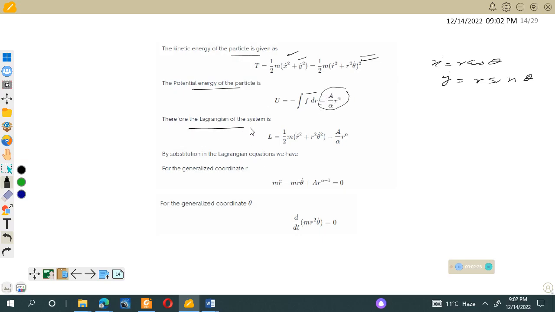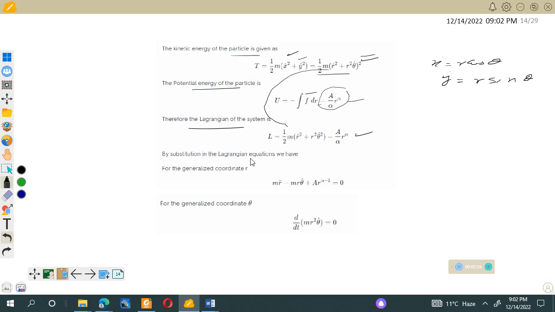Then the Lagrangian of the system will be equal to T minus U. The kinetic energy is this, minus the potential energy, which is equal to A over alpha times r to the power alpha. So the Lagrangian is equal to T minus U. We have put the kinetic energy expression and the potential energy expression in the Lagrangian.